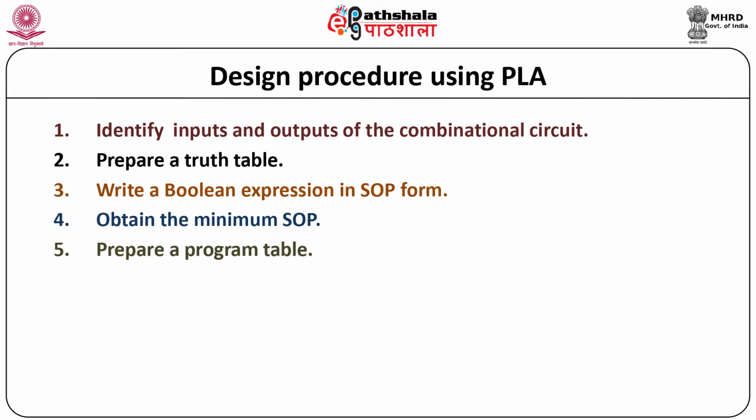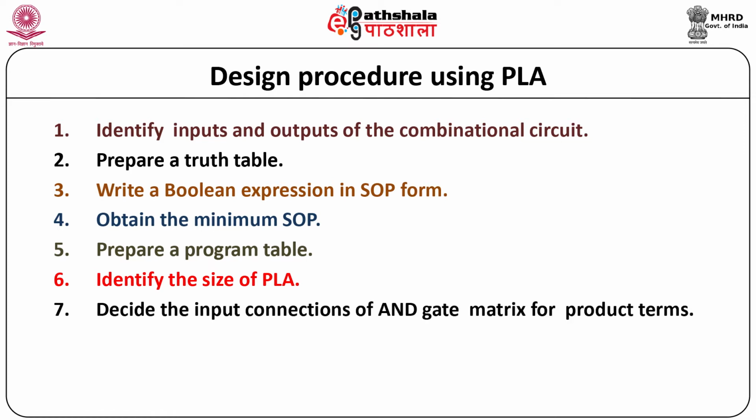For a given product term, if the input variable is present, put 0 or 1 depending upon whether the variable is complemented or uncomplemented respectively. If the variable is absent in the product term, then put dash. If the product term is present, then put 1 in the output column and 0 is written if the term is absent. Step number 6, identify the size of PLA required for implementation. Step number 7, decide the input connections of AND gate matrix for generating required product terms.